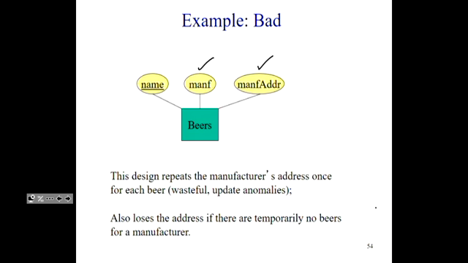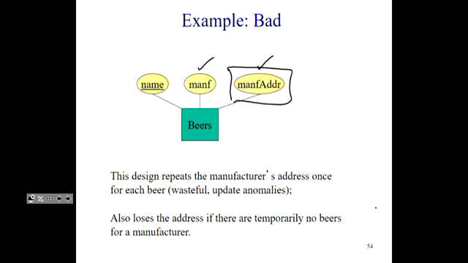entity set. So the reason why this is bad, the first thing is that yes, you're recording the information about which beer is manufactured by which manufacturer once, so that's good. But this is still bad because you're repeating the manufacturer address multiple times for every beer that's made by that manufacturer, right? And we know that a manufacturer is located at one place, so you don't want to repeatedly store the same information. This once again leads to update issues.